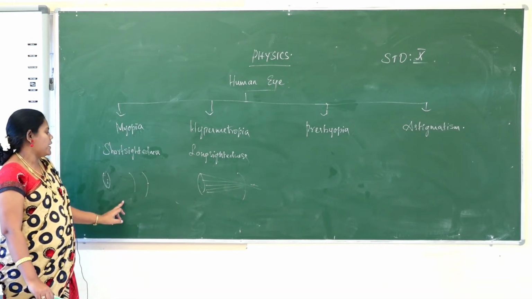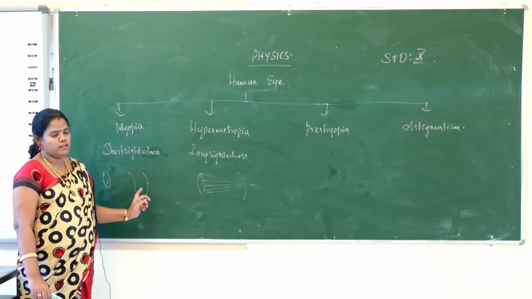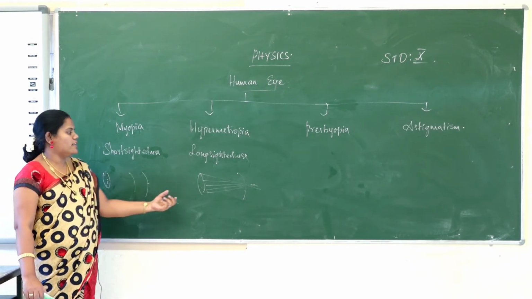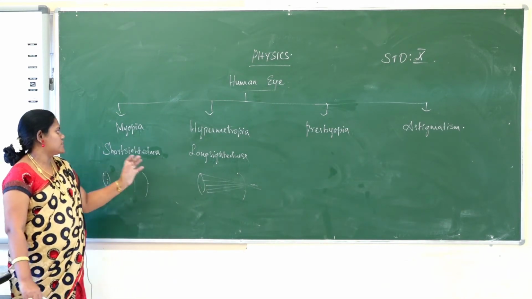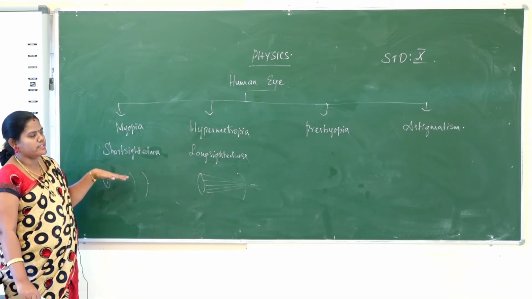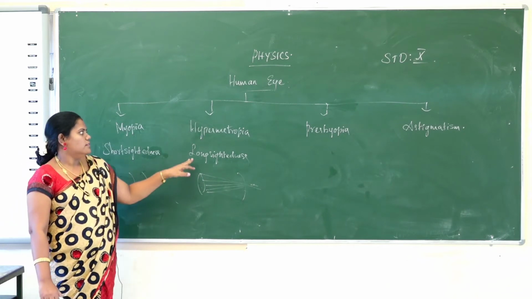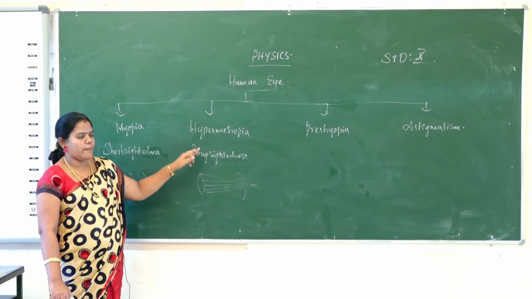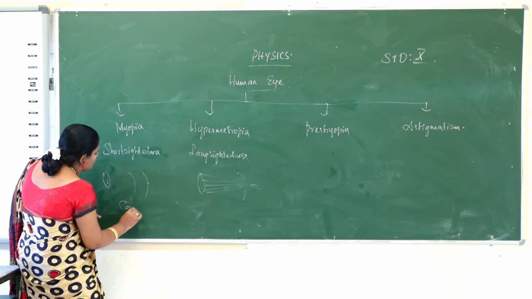This is lengthening of the eyeball, and this is shortening of the eyeball. So the distance between the eye lens and the focal point will be increased or decreased. In the same way, the two things are explained, shortsightedness and longsightedness. Which lens will be used to treat myopia? That is concave. And which lens will be used to treat hypermetropia? That is convex lens. That is concave and convex.